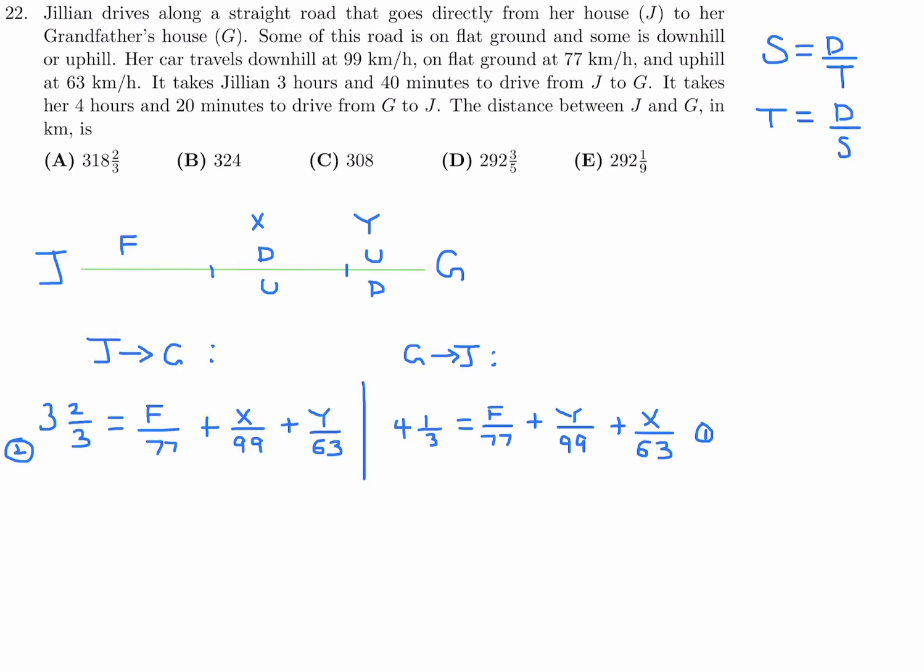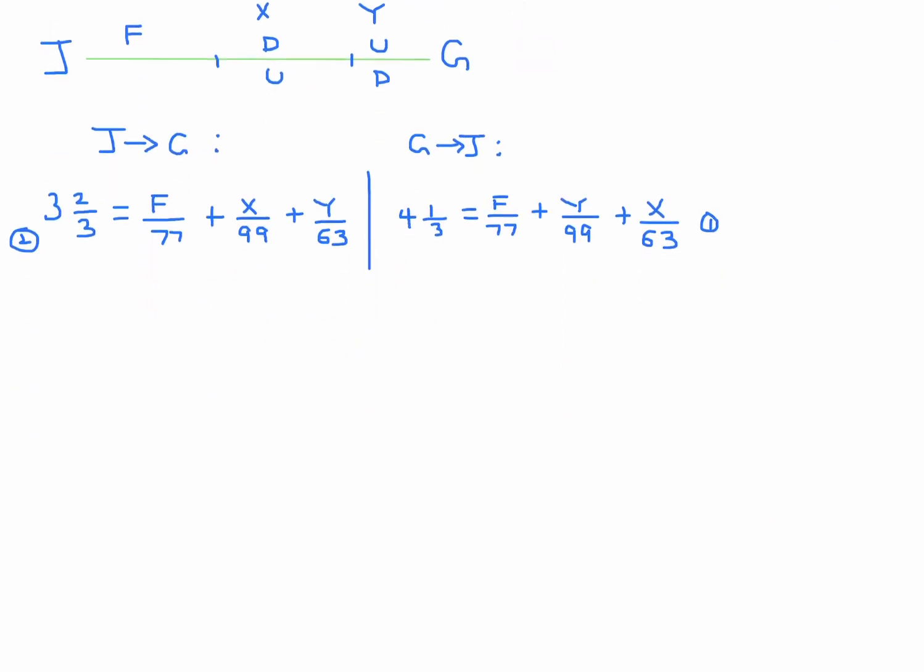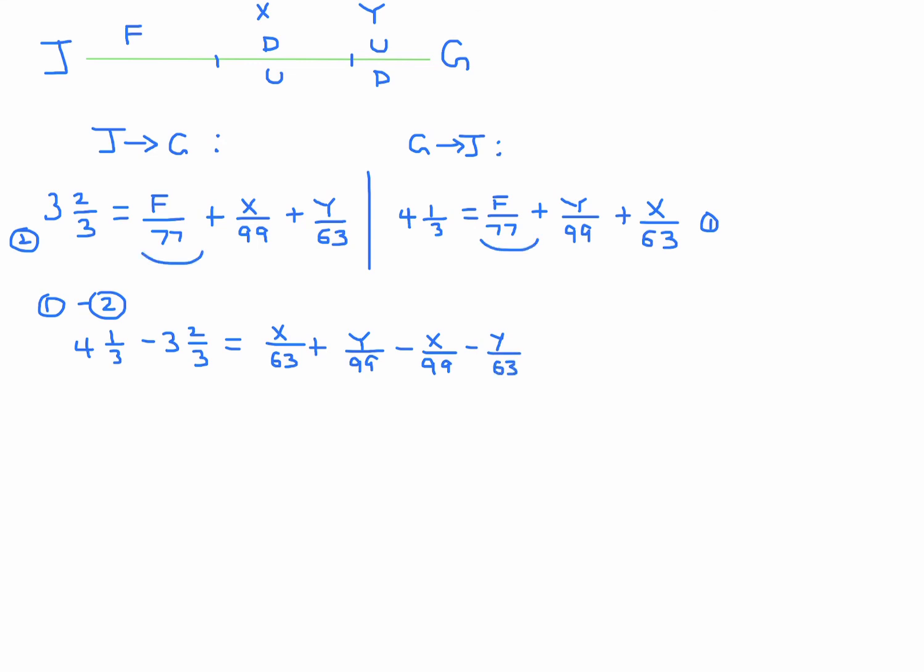So now I think we are ready to do some algebra here. 1 minus 2, I think that will help. If I do that, let's see what I get. I get 4 1/3 minus 3 2/3. And then on that side, I will get X over 63 plus Y over 99, and then minus X over 99 minus Y over 63. And then the F's cancel. This guy cancels with that.